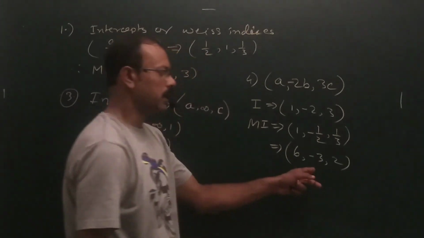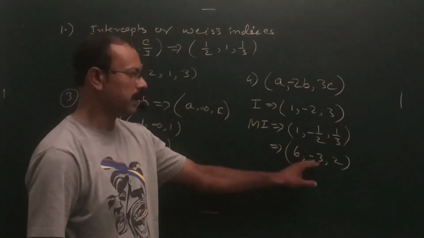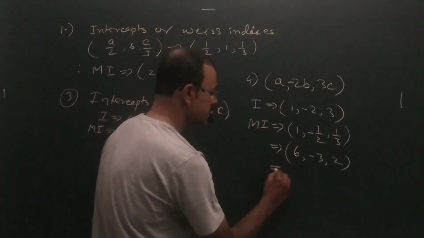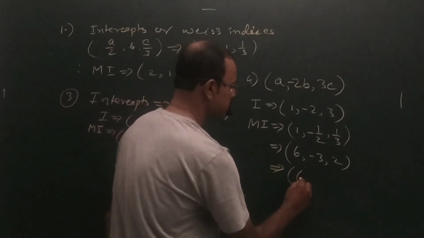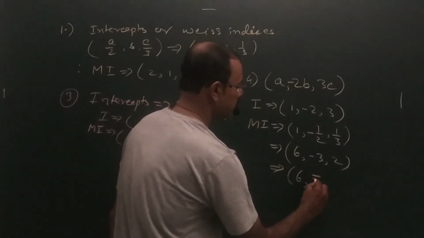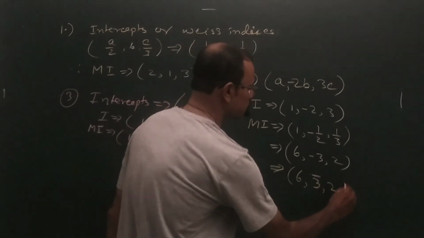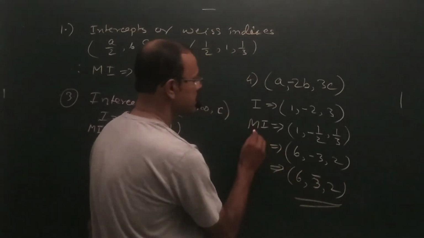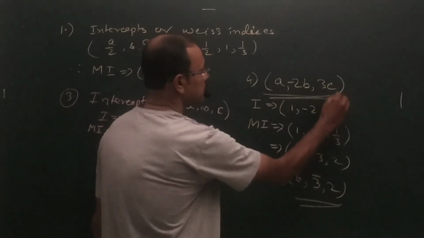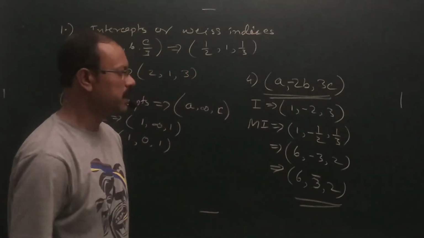And again we know that Miller indices cannot have any negative sign. So we can write these Miller indices as 6, 3 bar, 2. The negative sign has gone to the top, 3 bar. Now this is the actual Miller indices of the plane.